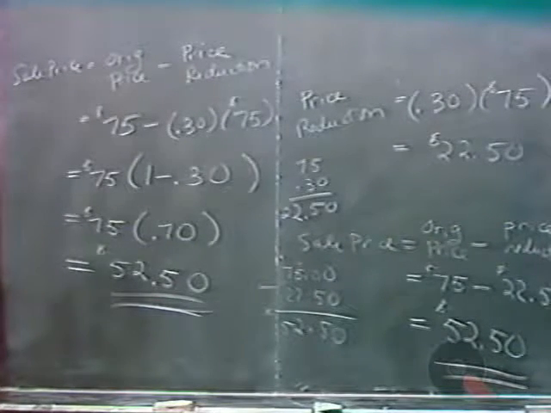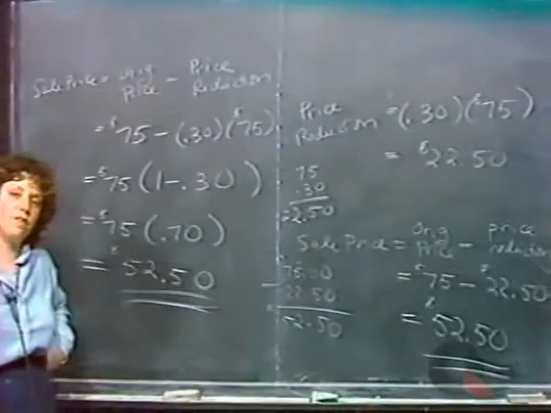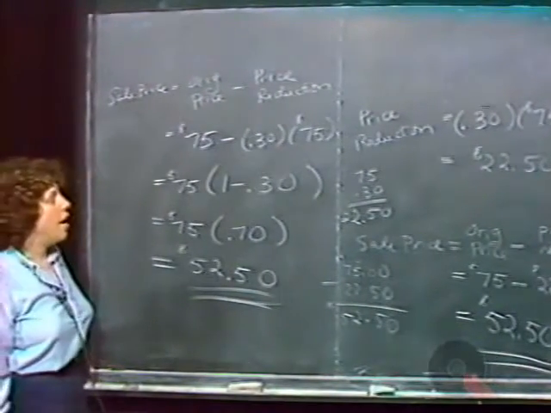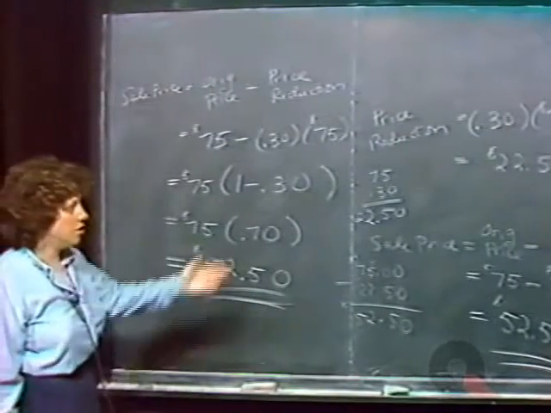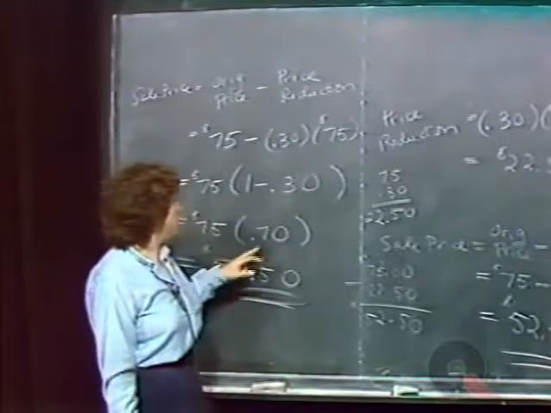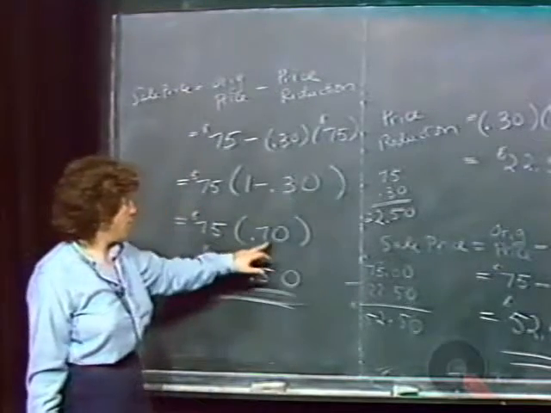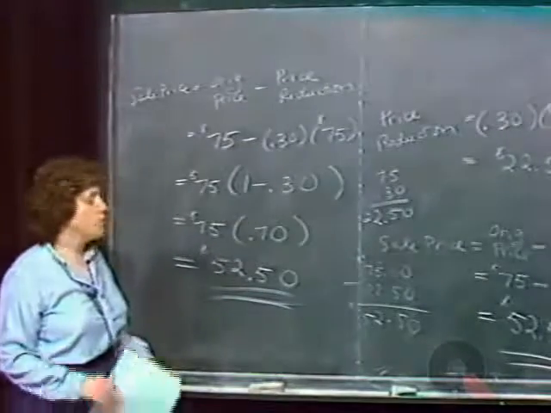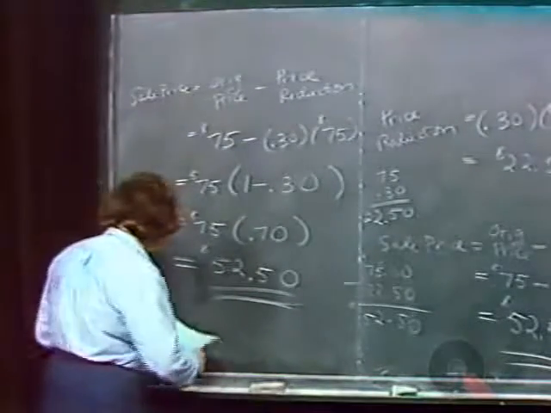Just like if you get a 6% increase in salary, your new salary is 106% of your old salary, or 1.06 of your old salary. If you get a 30% decrease in the price of a jacket, your new jacket price is 70% of your old jacket price. So 0.70 times the old price, $75, gives $52.50.